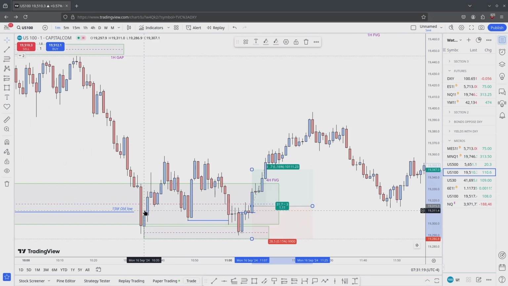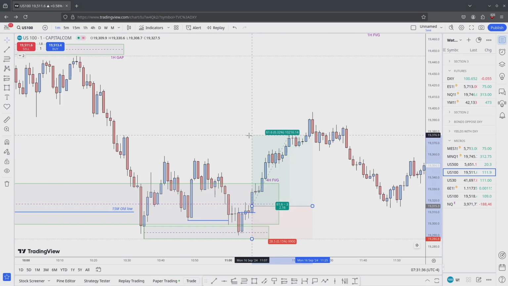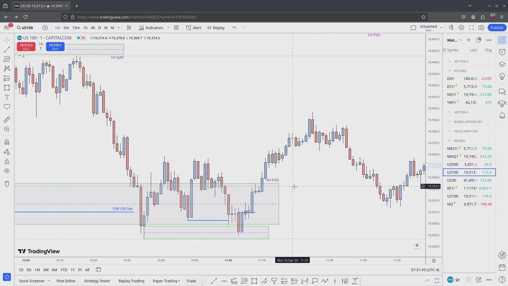Fair value gap. Rejection block. 3 PD arrays. So at the low, targeting equal highs, fair value gap, profits were made. So I've given you multiple ways, multiple PD arrays, how to get into this.